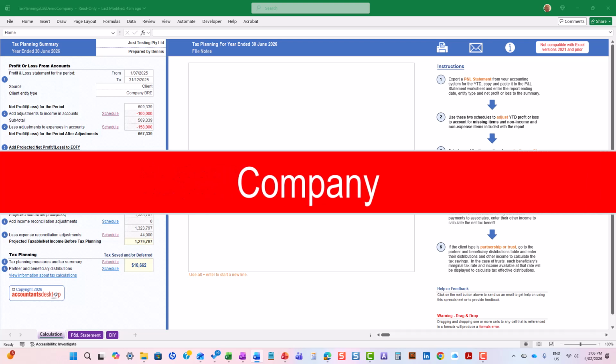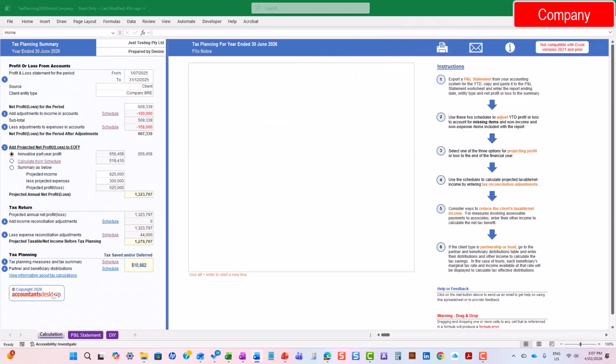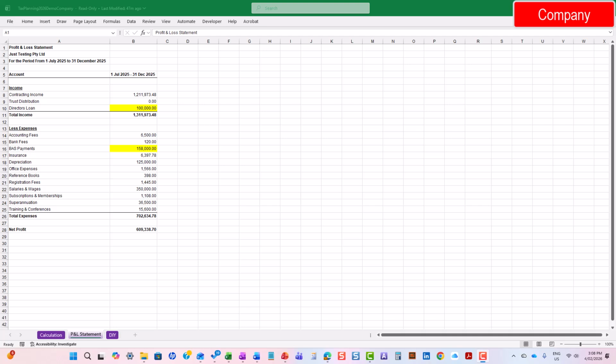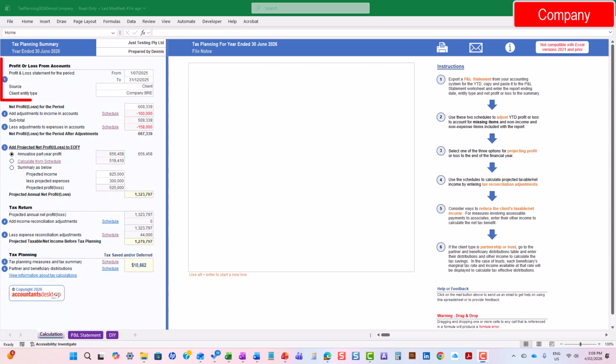This is the home screen in our calculator. There's a fixed pane on the left-hand side of the screen with a summary of all calculations and links to the details, which will appear on the right-hand side of the screen. At step 1, you've pasted a profit and loss statement for the year to date, prepared by your client, and entered the remaining information required at that step.